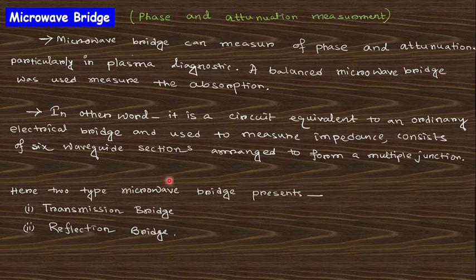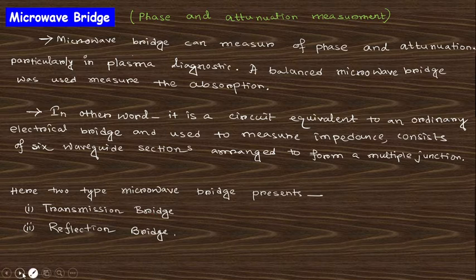So the microwave bridge can measure the phase and attenuation, particularly in plasma diagnostics. You remember the actual use of microwaves in plasma generation to develop electronic devices, and for plasma diagnostics, this microwave bridge meter is used to measure the phase and the attenuation, right? And there are two types of microwave bridge available. The first one is the transmission bridge, the second one is the reflection bridge.